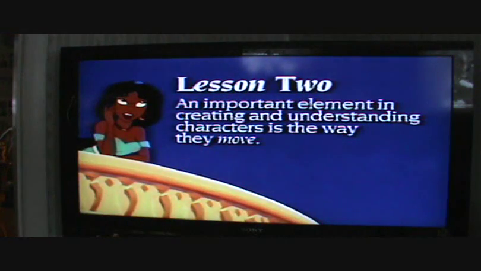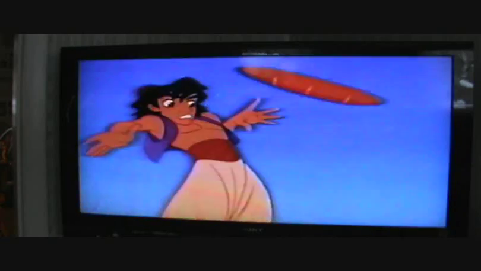Lesson 2. An important element in creating and understanding characters is the way they move. When we first met Aladdin, he's on the run from the palace guards with moves that show his youth, strength, and incredible vitality. Supervising animator Glenn Keane had a very special inspiration for Aladdin's energy.